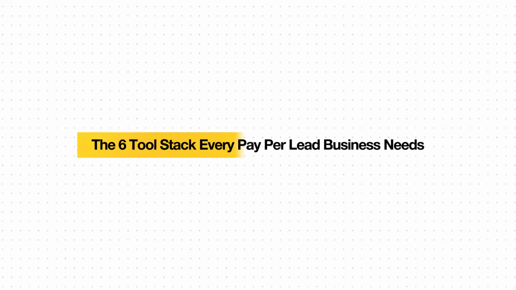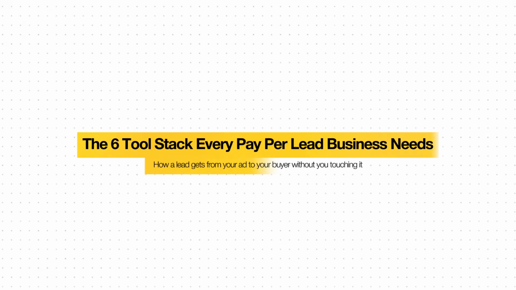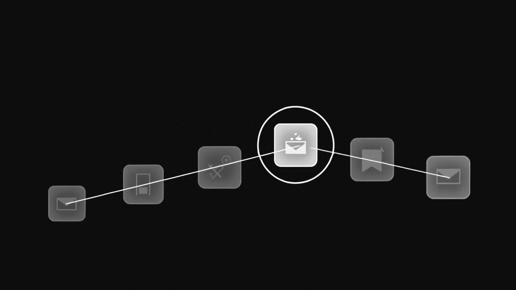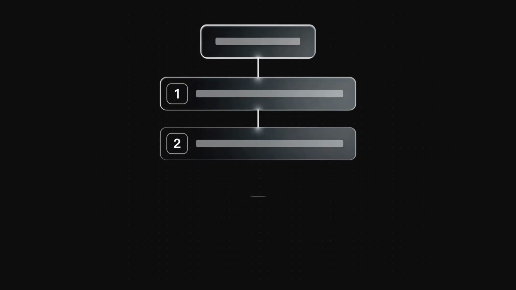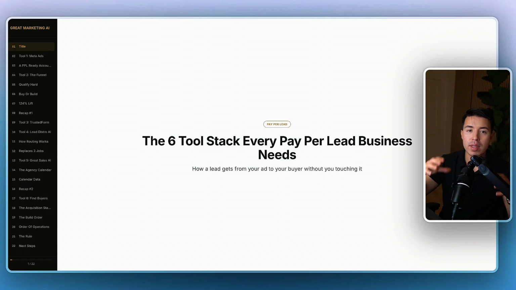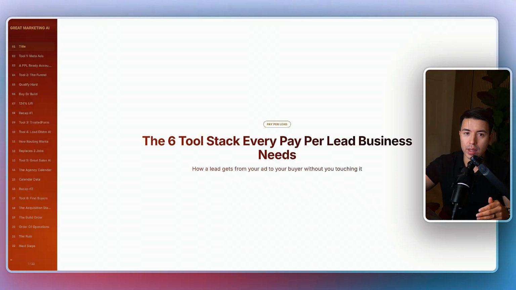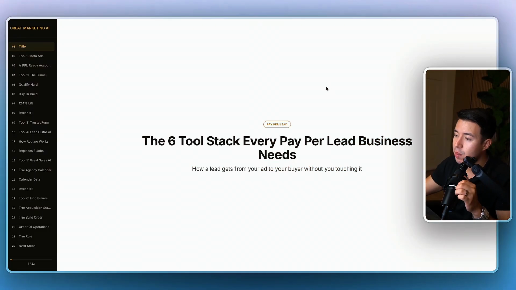Today, I'm giving you the exact 6 tools, how they connect, and how a lead goes from your ad to your buyer without you touching it. And one of these 6 tools replaces 3 different tools, and it's the one almost nobody has heard of. Then at the very end, I'll give you the order and how you should build this out for your agency to be most effective and scale quicker. So the 6 tools every paper lead business needs.